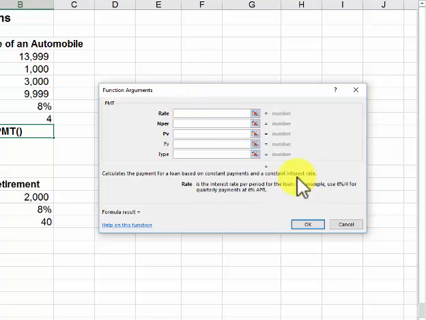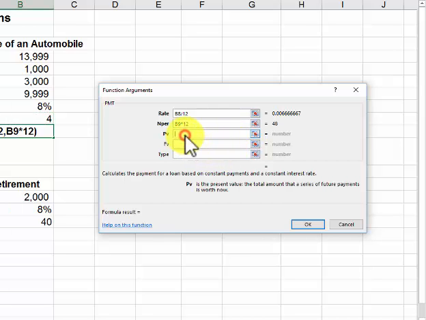We click inside the rate. It gives you information here. We have the interest rate, so we click inside here. You pay a loan off monthly, typically. Sometimes it's bi-monthly. So we divide the interest rate by 12. We want to know the number of periods. We're making 48 payments, 4 times 12. So we're going to multiply it by 12.